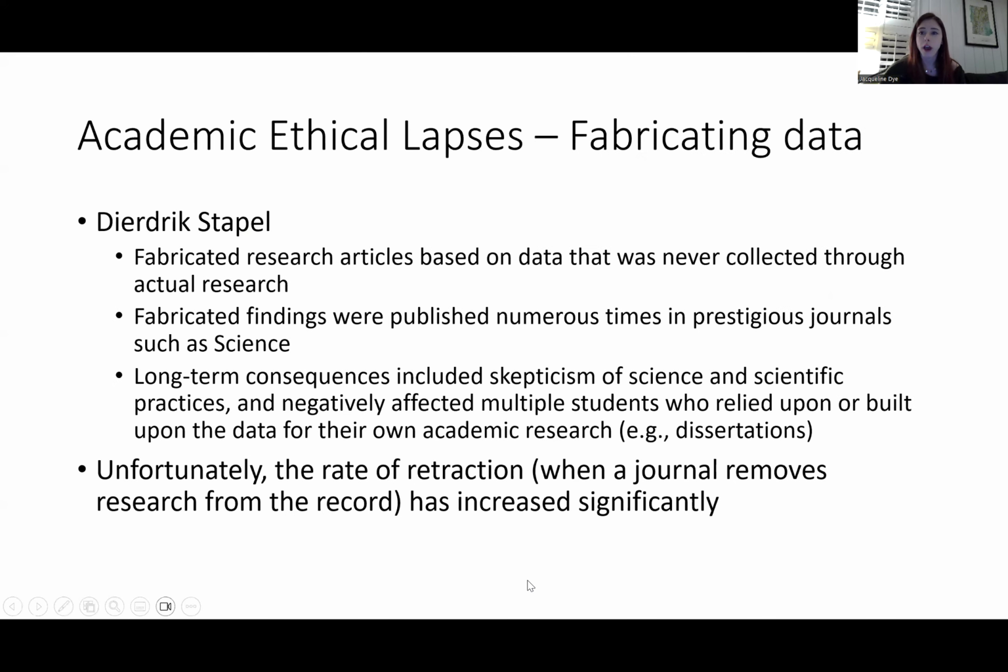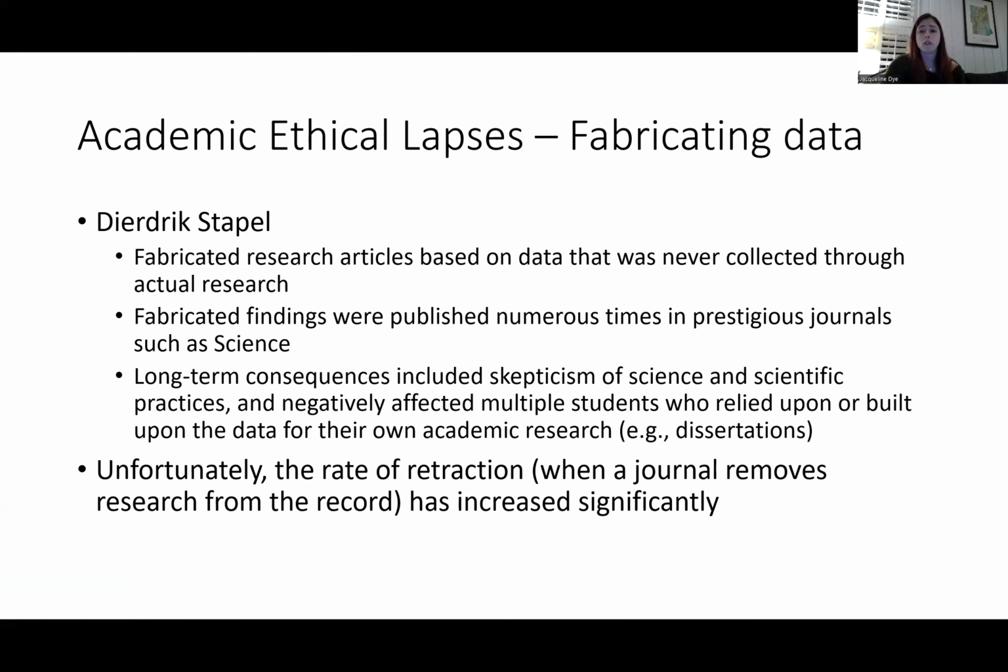So in terms of fabricating data, as we just talked about, there is an example in the Baines textbook of a researcher named Diederik Stapel. This researcher had fabricated research articles based on data that was never collected. So this person did not actually do any research and had basically created this data. And from that data, there were fabricated findings, and the findings were published numerous times in prestigious journals. One of them was Science. And the long-term consequences included skepticism of science and scientific practices.